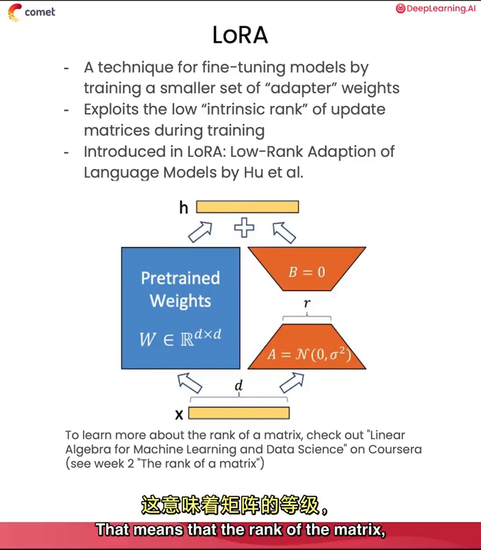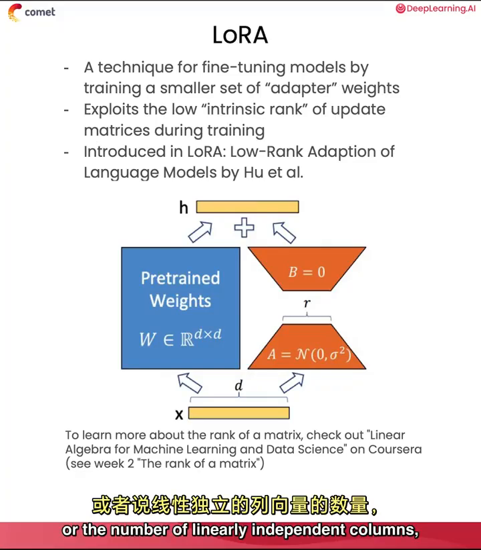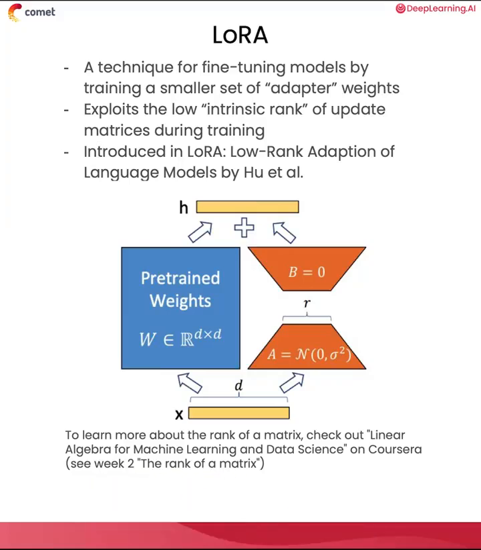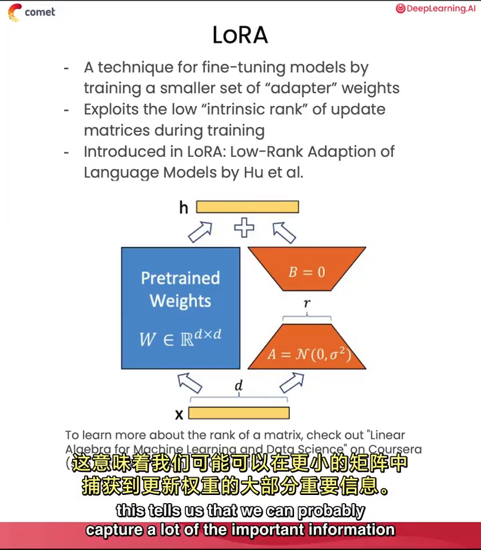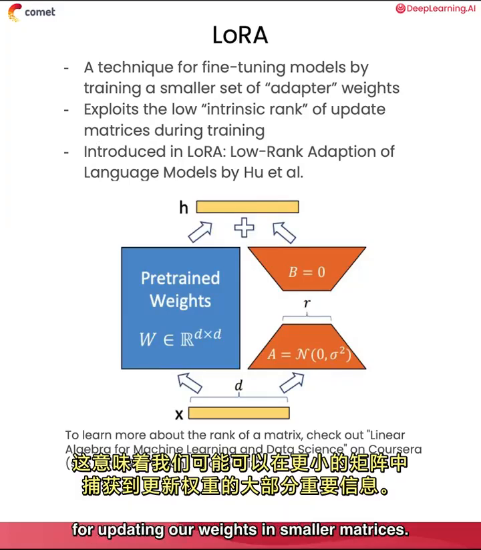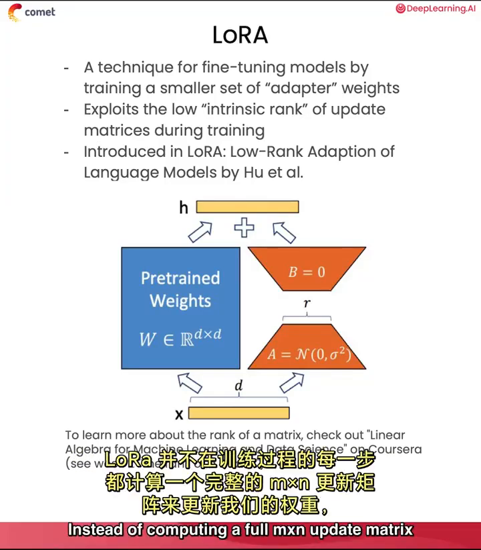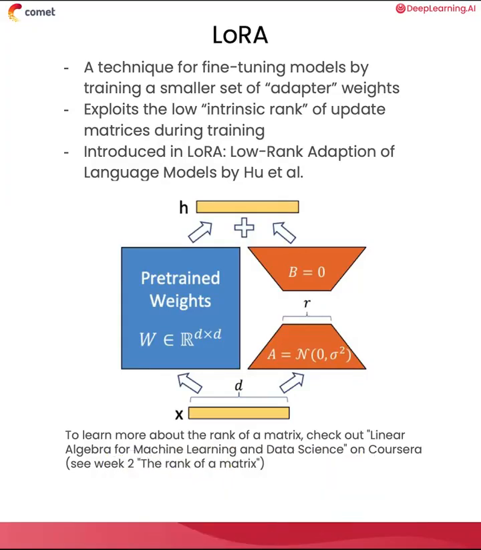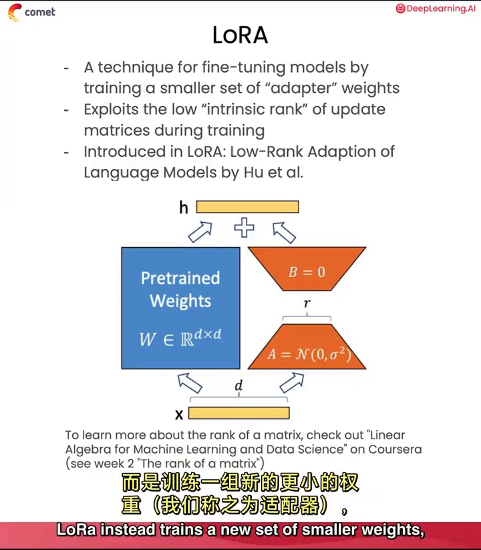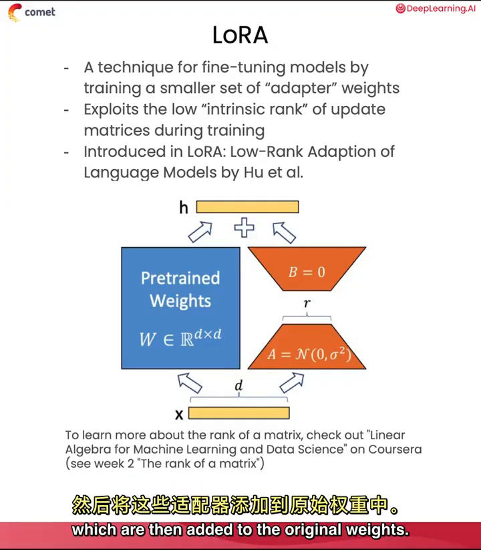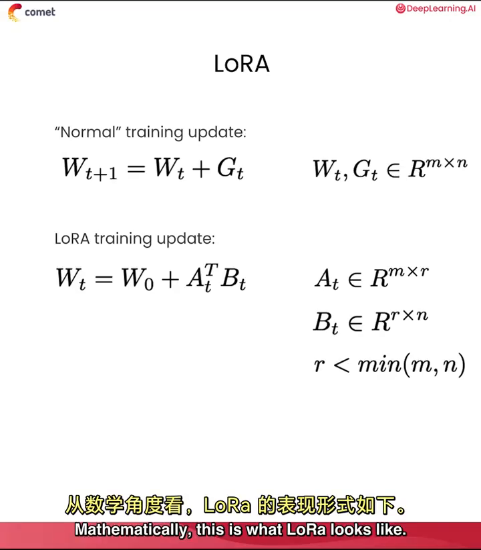That means that the rank of the matrix, or the number of linearly independent columns, tends to be much smaller than the actual number of columns in the matrix. Intuitively, this tells us that we can probably capture a lot of the important information for updating our weights in smaller matrices. This is essentially what LoRA does. Instead of computing a full m by n update matrix to update our weights at every single step of the training process, LoRA instead trains a new set of smaller weights, which we call adapters, which are then added to the original weights. Mathematically, this is what LoRA looks like.